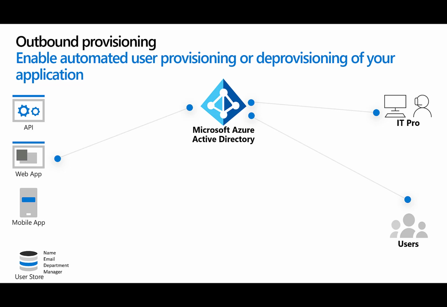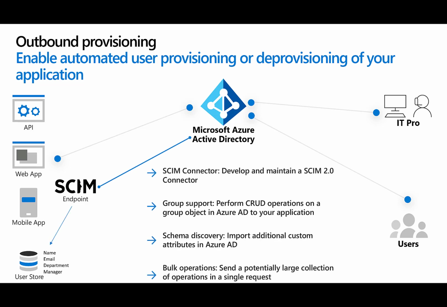SCIM is the system for cross-domain identity management and is an industry standard for automating the exchange of user identity information. Using SCIM, you can deploy a REST SCIM endpoint within your application that Azure Active Directory will send user and group data to in JSON format. You can then do whatever you want with that data. For example, store it in a database. And as changes to the users in their source tenant happen, those changes will be received by your endpoint as an update.